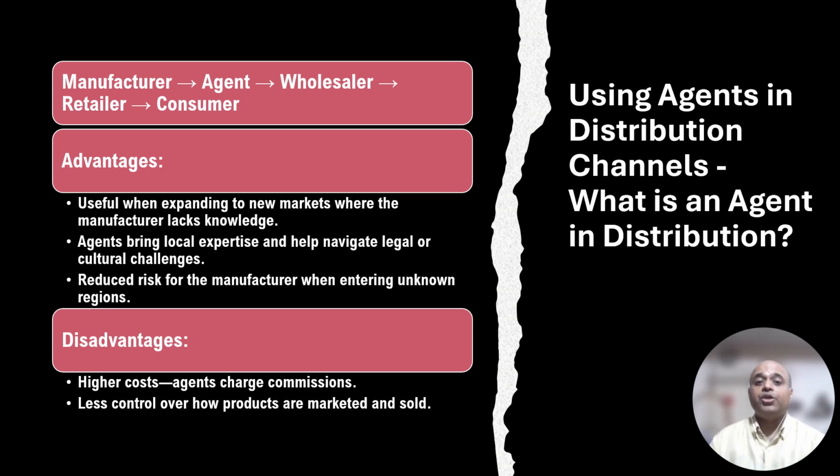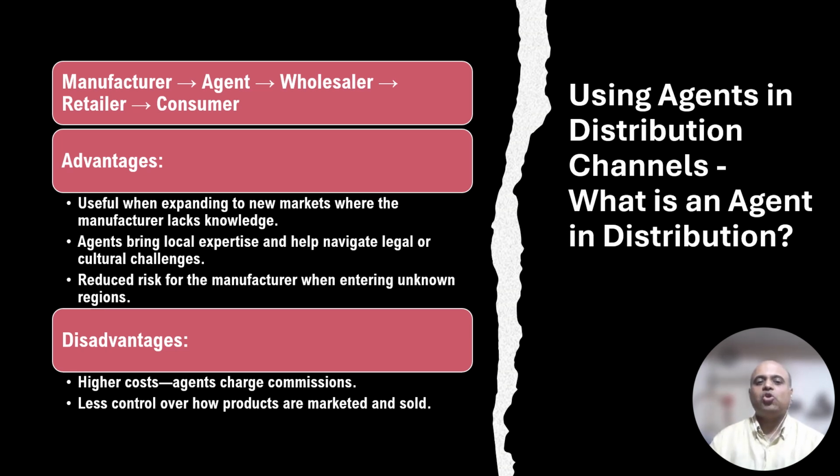Disadvantages: higher costs. Agents are going to charge a large amount of commission to get the goods sold from the wholesalers to the retailers. Less control over how products are marketed and sold. The manufacturer's job is only to manufacture the goods and give them to the agents. Agents will take care of how the distribution takes place from there on to the wholesaler, to the retailers, and then the consumers. Let's have a look at an example.